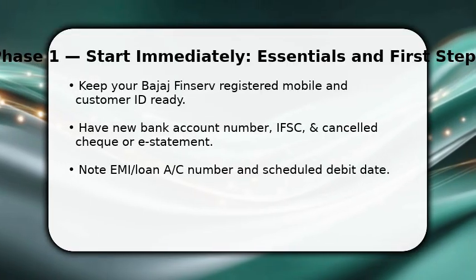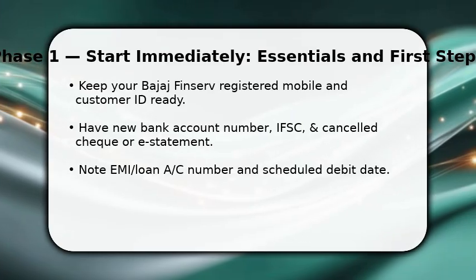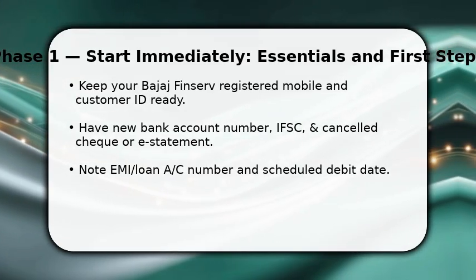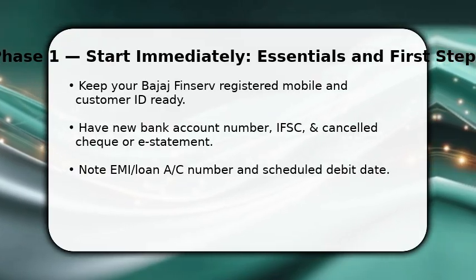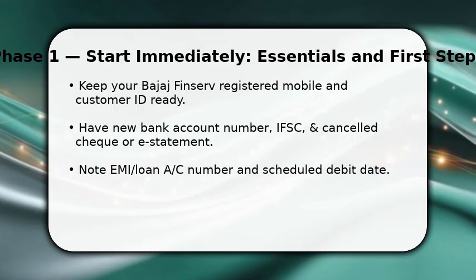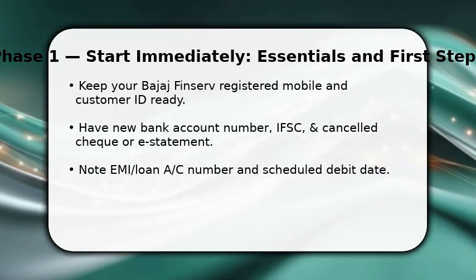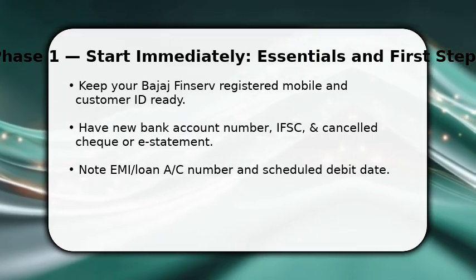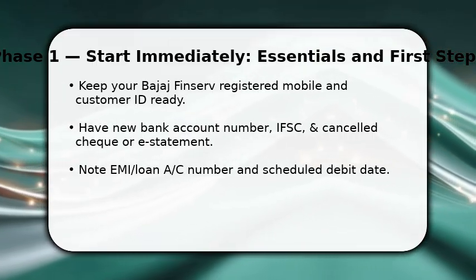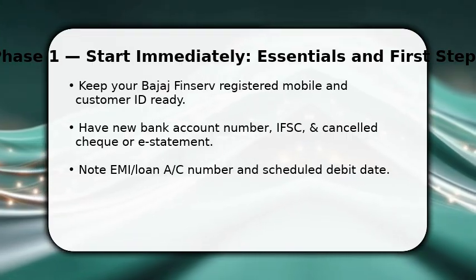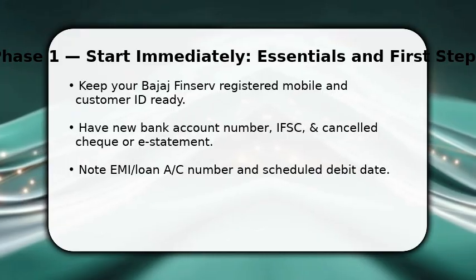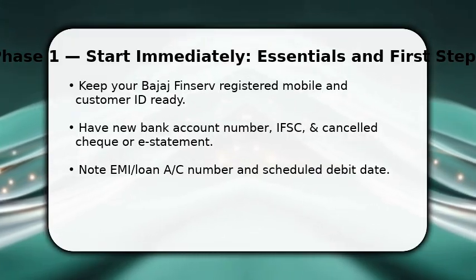You begin by confirming essential account details so the change is accepted first time. Open the Bajaj Finserv app or website and log in with your registered number. Make sure OTP is verified. Once done, navigate to Loans or EMI section and select the loan whose auto debit you want to change. Enter or prepare to upload new bank info, account number, IFSC, and a canceled check or e-statement to speed up verification and avoid processing delays.